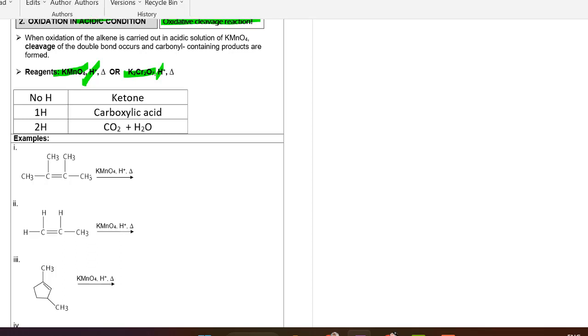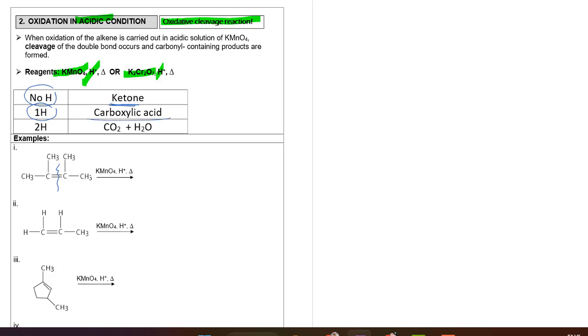So what will happen? It will break at this point. And then how to determine the product? If there is no hydrogen, it will become ketone. One hydrogen, it will become carboxylic acid. Two hydrogen, it will become carbon dioxide and water. So this one molecule will break down to become two molecules.